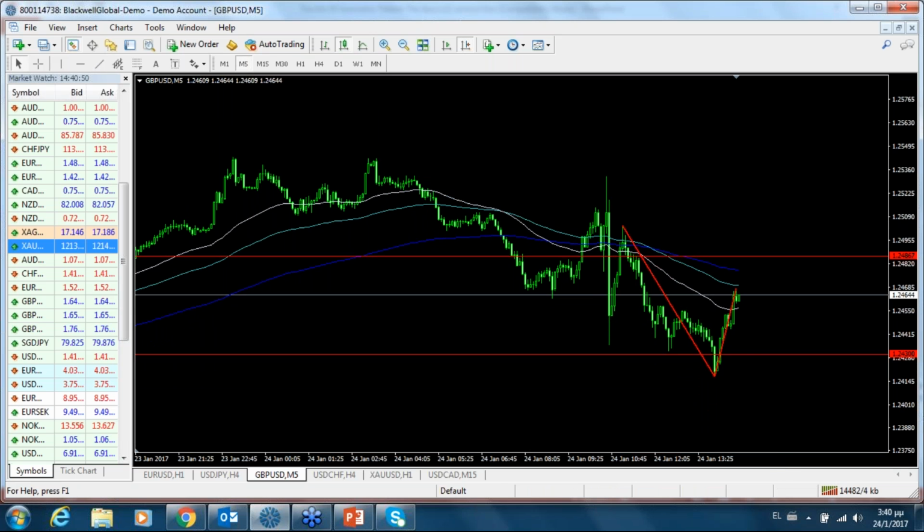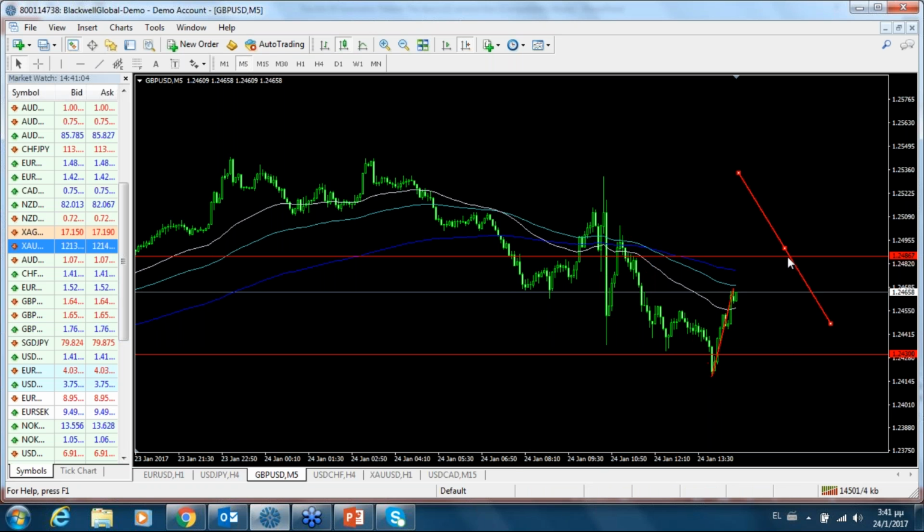Now I usually wait for my C to correct a little bit more because we are not really sure whether or not C has actually stopped at that area and started reversing. But this is just for demonstration purposes. Okay, so we're looking into this area here. We'll take that all the way down.